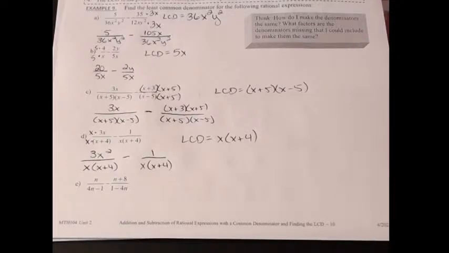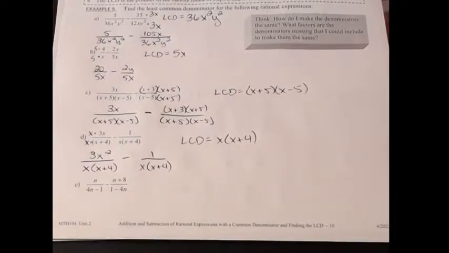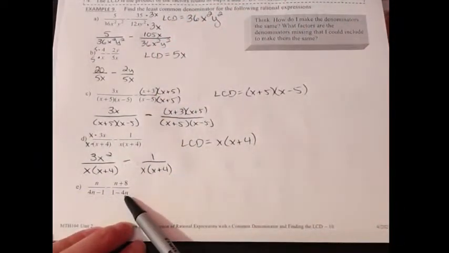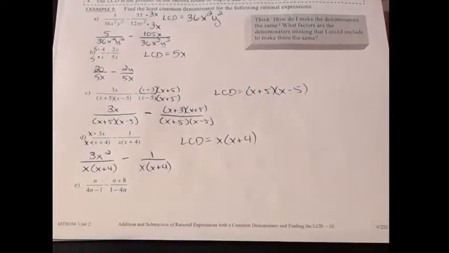Part E is a little bit interesting because we actually already learned, for instance, that 4n minus 1 divided by 1 minus 4n leaves us with a negative 1. So these two expressions are incredibly similar. What we may want to consider is that if I want to find the LCD, I really want to look at these in terms of descending order, right?